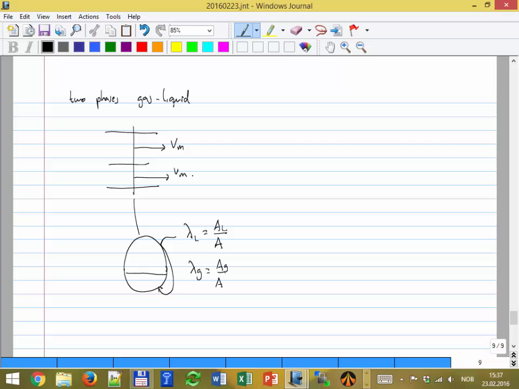You know the rates of each phase. Okay, so I have Q liquid and Q gas, and the velocities are the same. So I say that the area of liquid is equal to Q of the liquid divided by the velocity of the mixture, and the area of the gas is equal to Q of the gas divided by the velocity of the mixture, right? That seems reasonable. So now I'm going to substitute that in this expression: lambda of the liquid equals Q of the liquid divided by, and this divided by Q of the liquid.